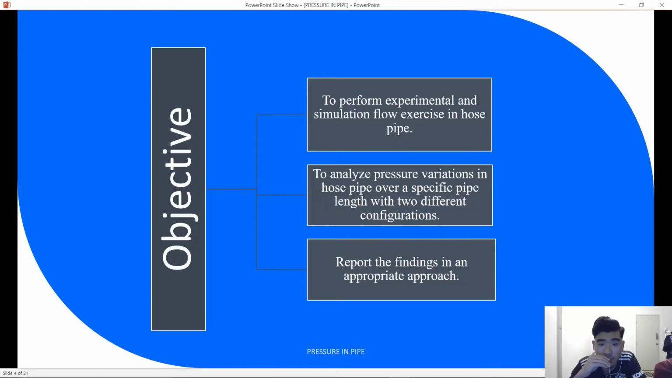The next is the objective. Our objective from this experiment is, first, to perform experimental and simulation flow exercises in a hose pipe. Second, to analyze pressure variations in the hose pipe over a specific pipe length with two different configurations. And lastly, to report the findings in an approach. So I will pass to my teammates.